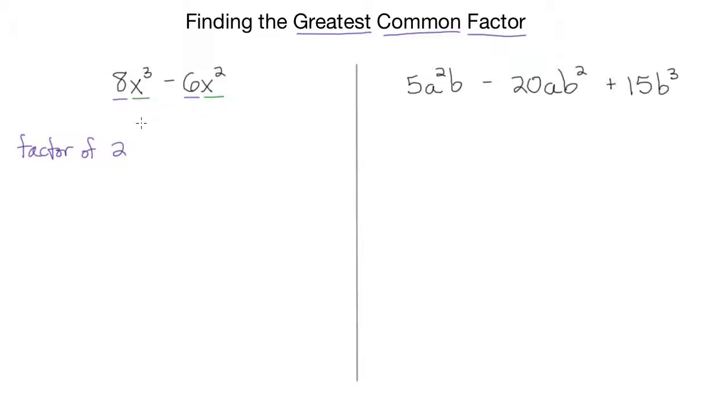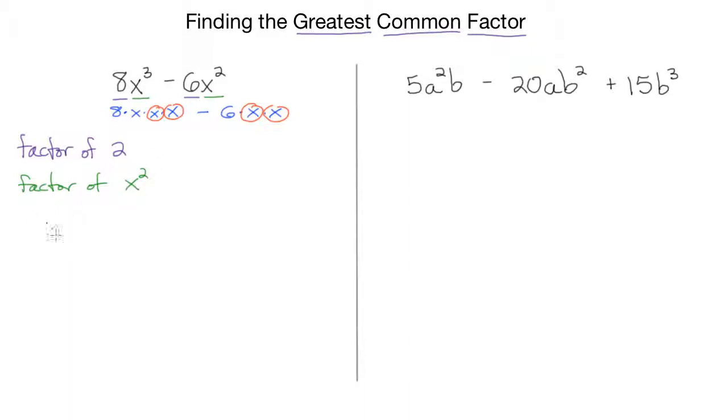And if it helps, I can write it out like this, right? 8 times x times x times x. There's expanded form, that's 8x cubed, minus 6 times 2 more x's. And so what do they have in common? They both have 2 factors of x in common. All right, so let's rewrite that out. So a factor of 2 x's, which I can rewrite as x squared.